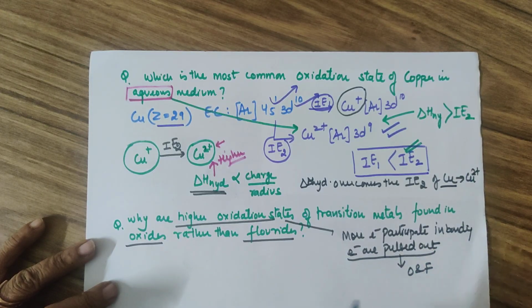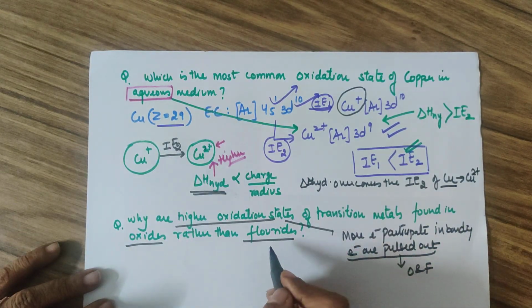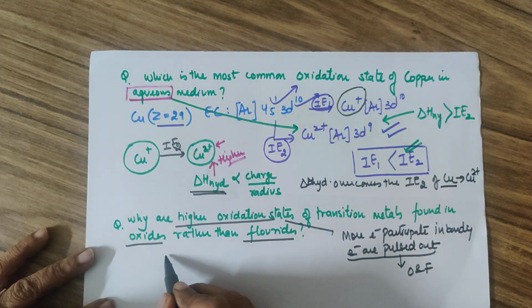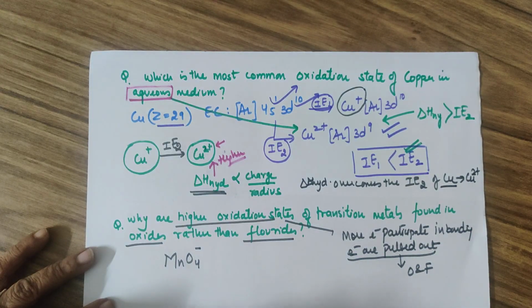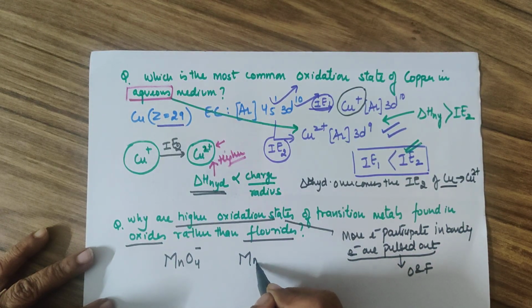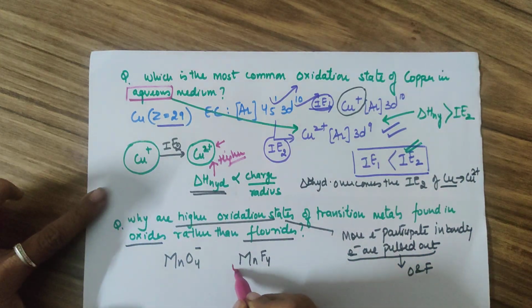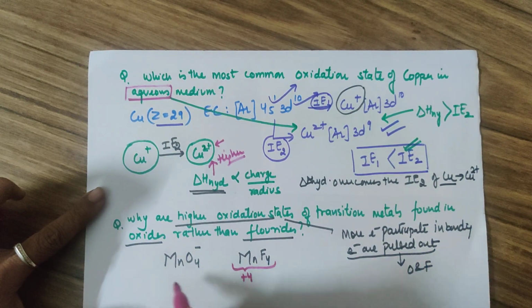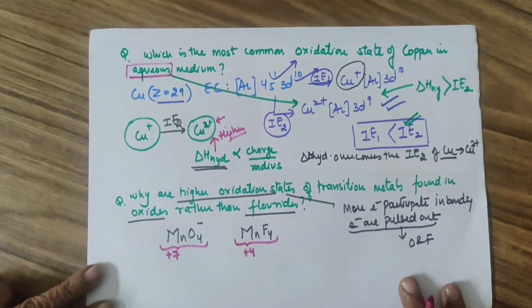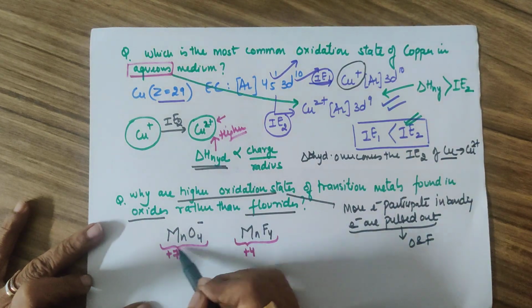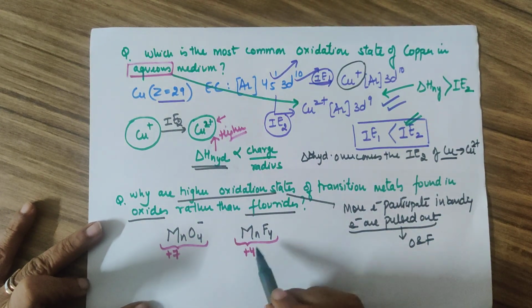But what is found is, when we talk about a fluoride or an oxide, let us say in case of manganese, manganese forms MnO4 minus, while as a fluoride it forms MnF4, which means manganese in the fluoride has an oxidation state of +4, while manganese in the oxide has an oxidation state of +7. How come with oxygen manganese can use its 7 electrons, but in case of fluorine it uses only 4 electrons?